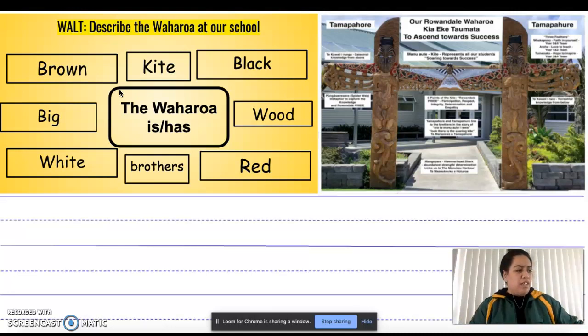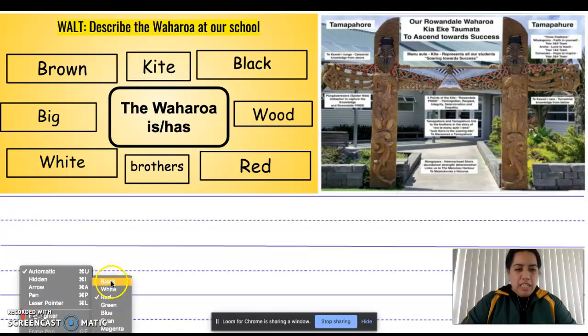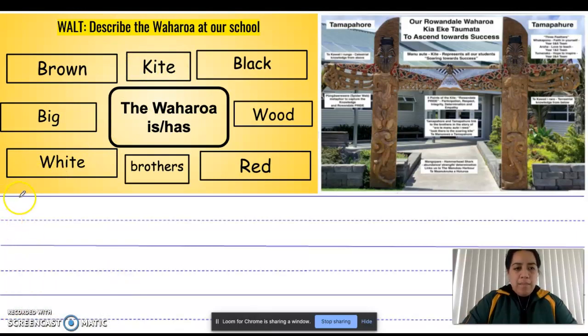We know this word, and it's the word that's on our yellow card. What's this word? Yeah, the. T-H-E. The. That's our first word. What goes at the beginning of a sentence, Aroha 3? Yes, a capital letter. So we need to draw a capital T. Let's change our color to black. And let's write the capital T. Tall stick. Across. Excellent. The. T-H-E.